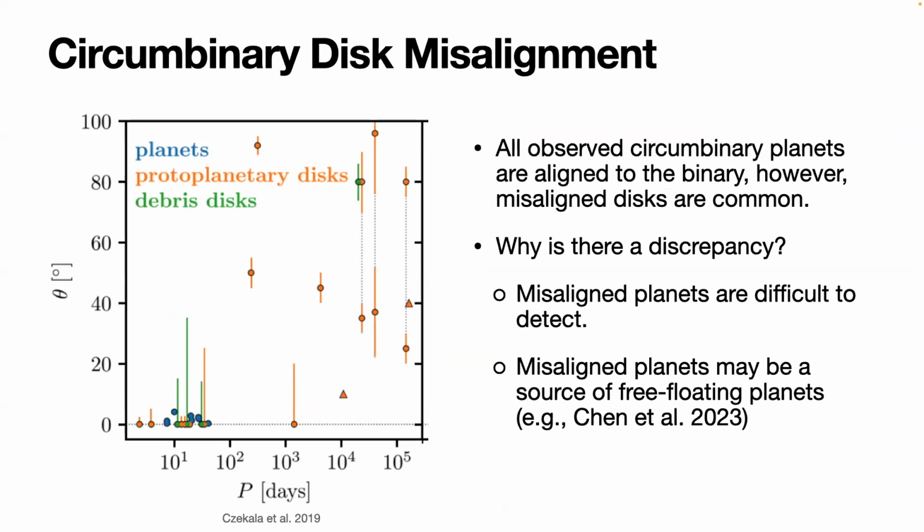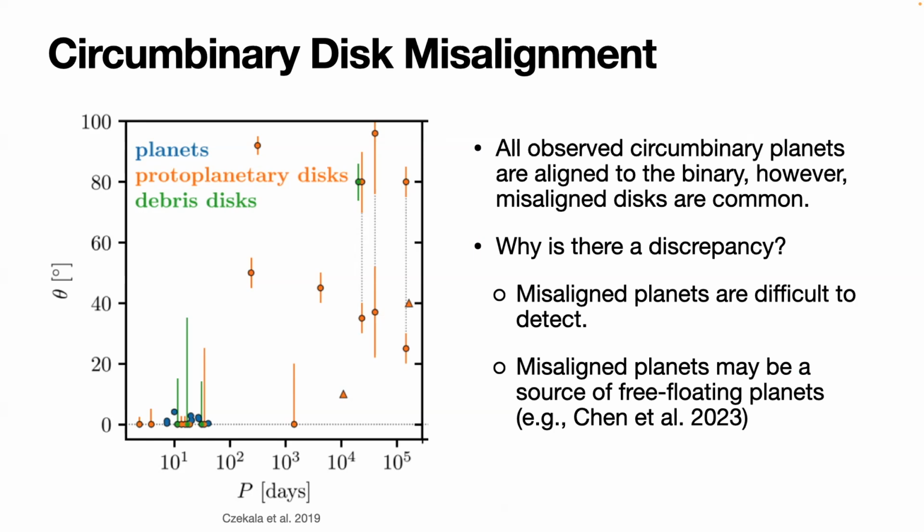So you notice that when a binary is very close in, everything is coplanar. The torque of the binary is really good at aligning everything on the same plane. Okay? But when you have wider binaries, things can become more misaligned.